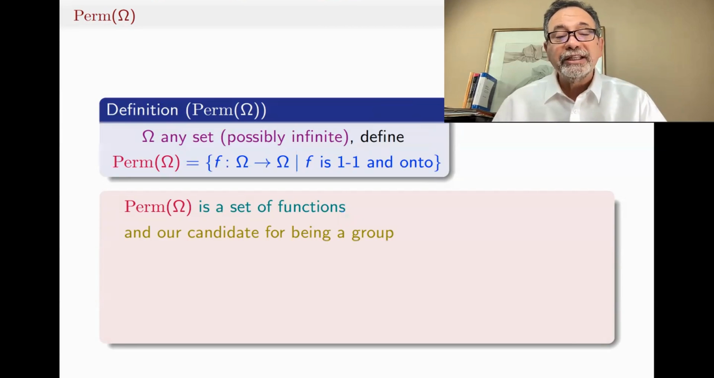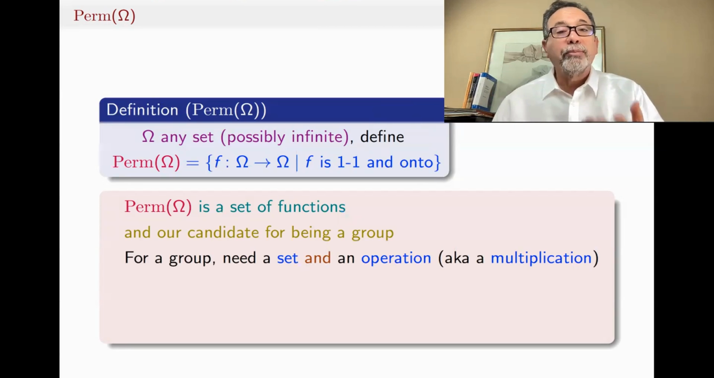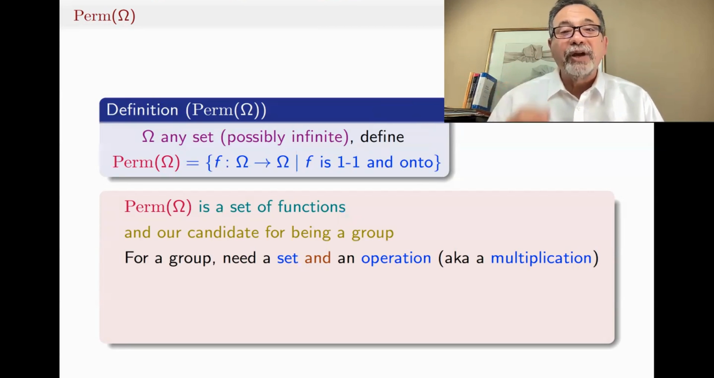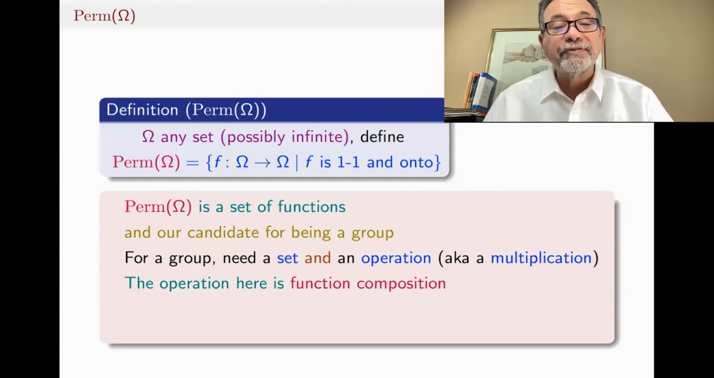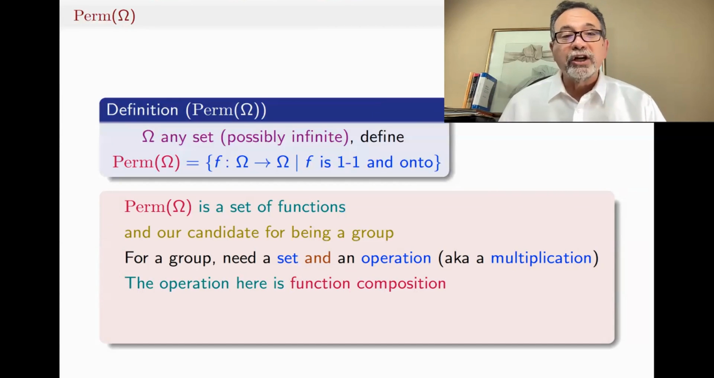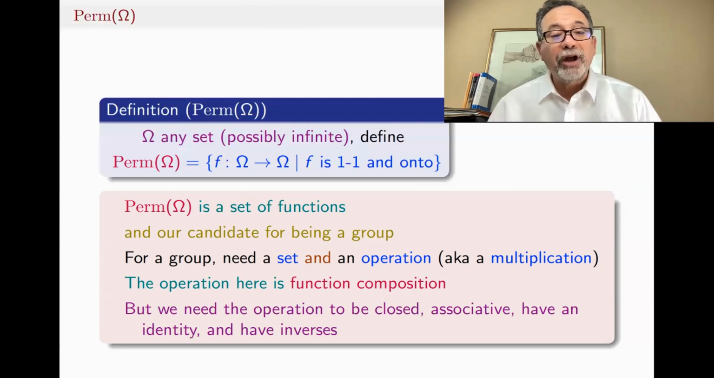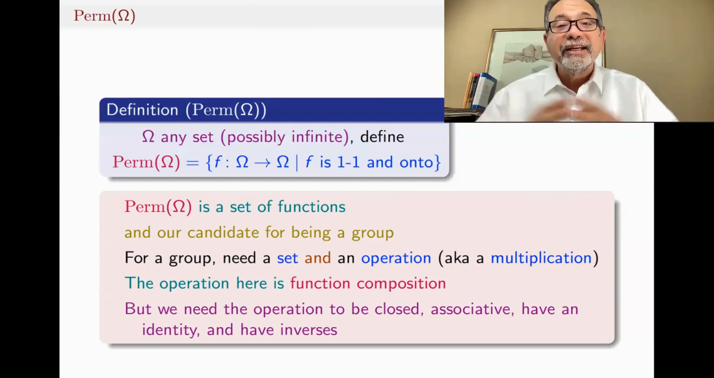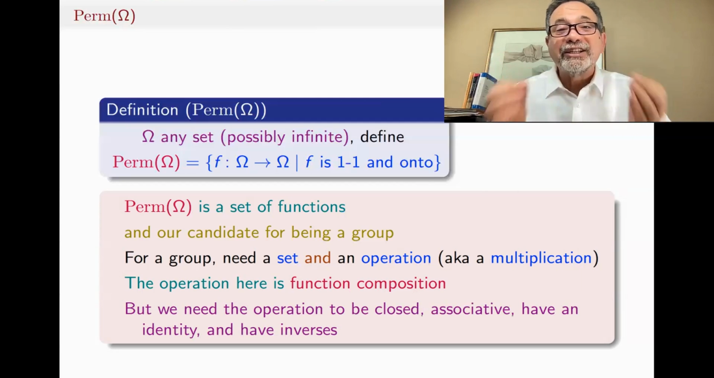For a group, what you need is you need a set, and this is the set of elements, but you also need an operation that we usually call a multiplication, a way of combining elements of the set and getting another element of the set. And so we have to decide what that is for this set of functions. And for here, that operation is function composition, which I will talk about in just a moment. We also need that operation to have certain properties. So the whole project is to study sets with one operation where that operation has certain properties.